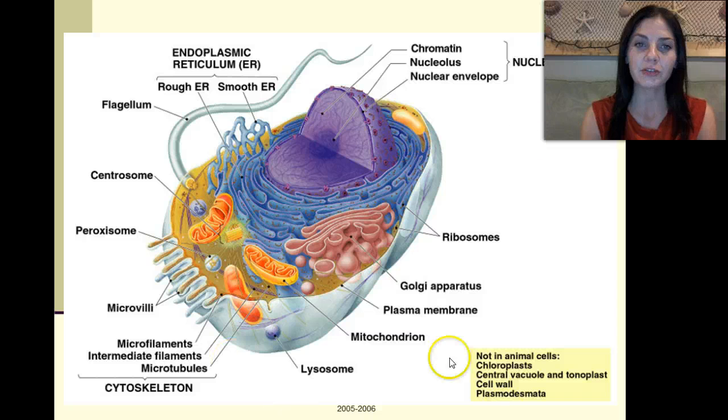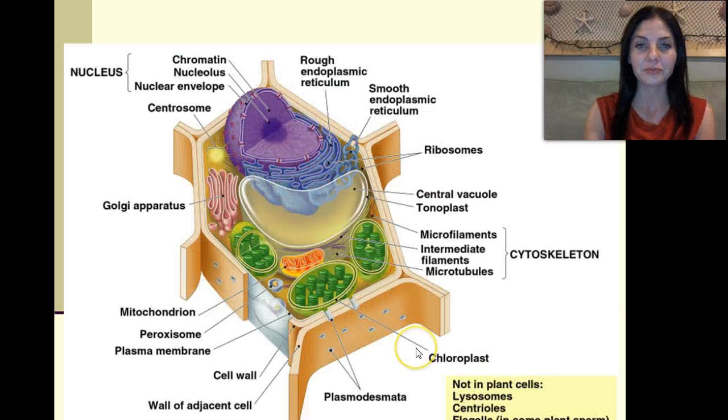So here's a picture of an animal cell with a lot of organelles that we'll be talking about later. Centrosomes, peroxisomes, microvilli, lysosomes, mitochondria, plasma membrane, Golgi apparatus, ribosomes, so on and so forth. Things that are found in plant cells but not in animal cells are chloroplasts, a central vacuole and tonoplast, a cell wall, and plasmodesmata.